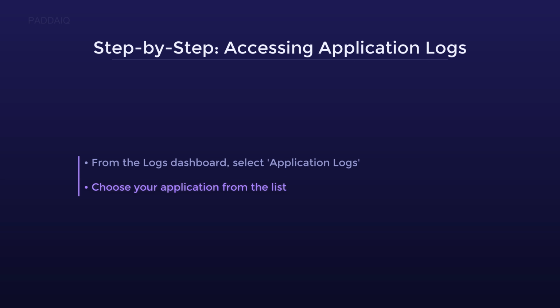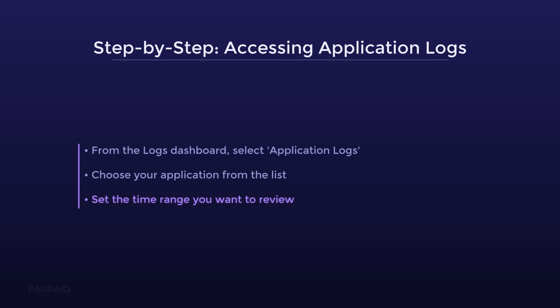Choose your application from the list. This means you select your specific app from those displayed. For instance, if you manage an online store app, pick that one to view its logs. This action directs you to the relevant logging information for your chosen application.